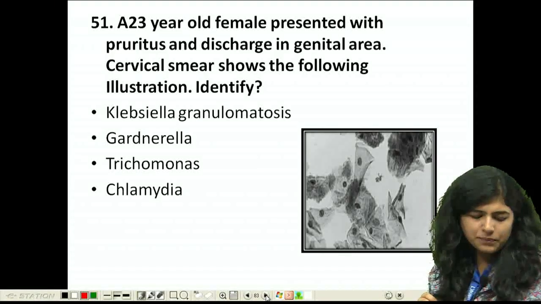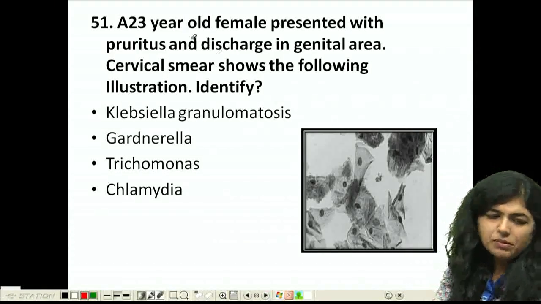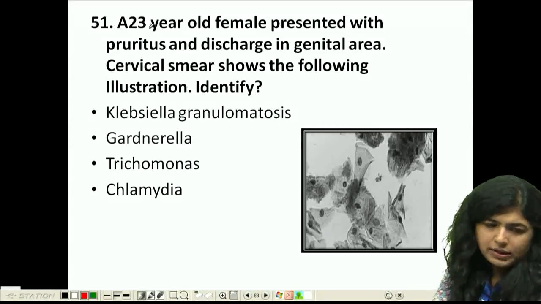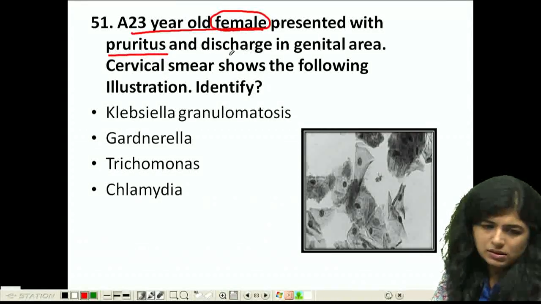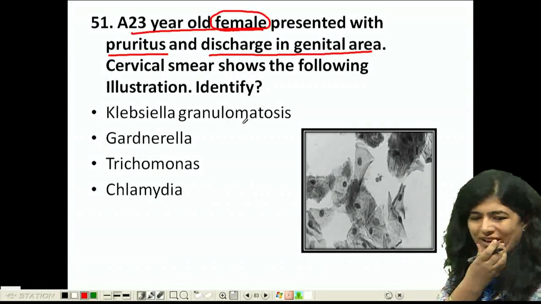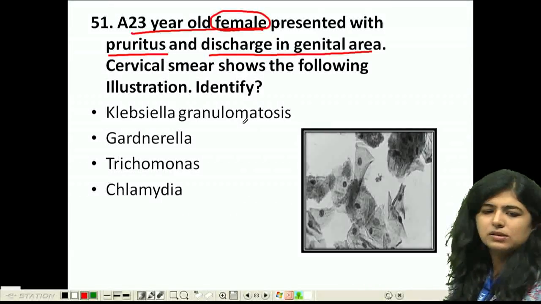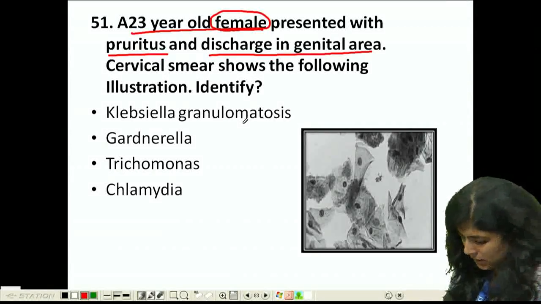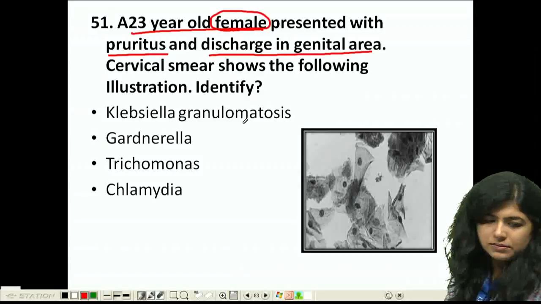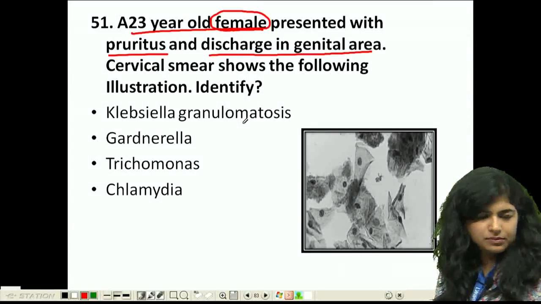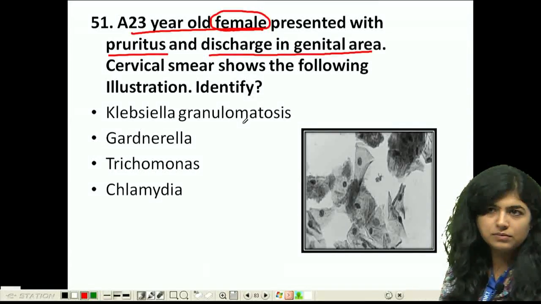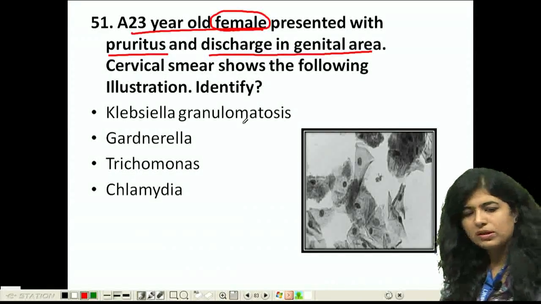Question number 51. What does question number 51 talk about? Talks about a 23-year-old female presented with pruritus, genital discharge, cervical smear findings are given to you. Identify the diagnosis. Tell me what the diagnosis is. What is the diagnosis here?